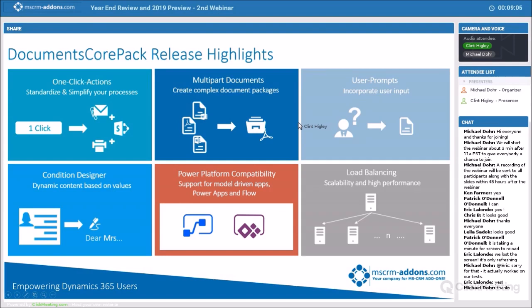And lastly, one of the features we've added on the back end is load balancing. It gives you scalability and high performance. Let's say you're in an environment where you're generating a lot of documents, and you've noticed a little bit of a slowdown. If someone sends a big batch to the Documents Core Pack server, you notice a little bit of a slowdown there.